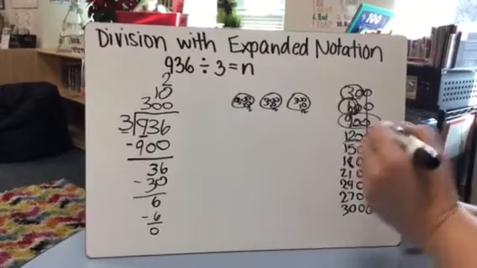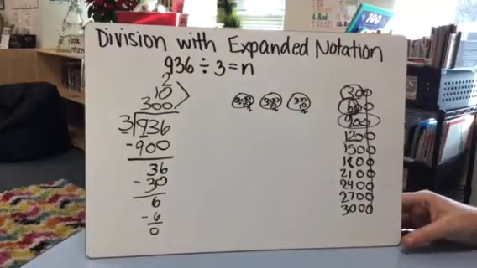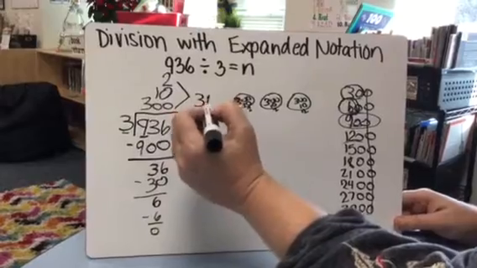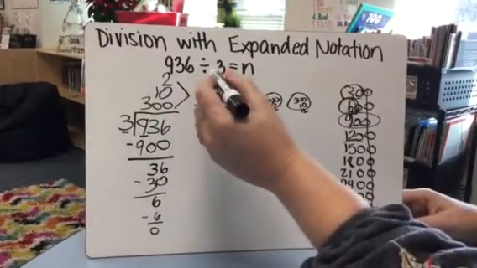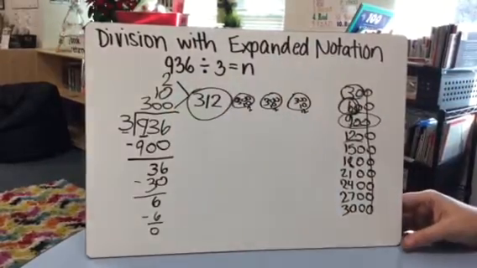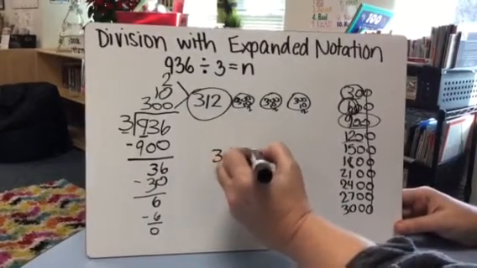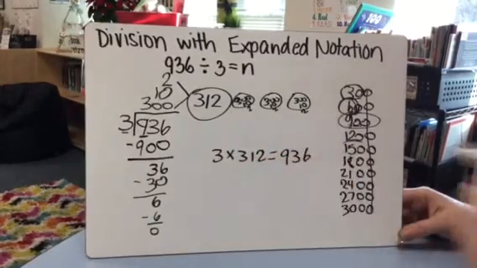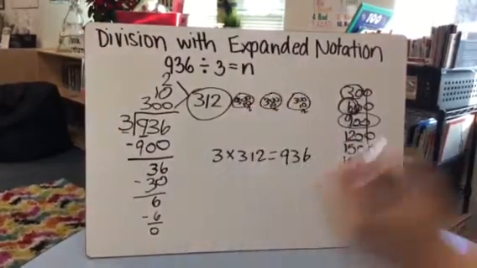And then to find out what my final quotient is, I need to take these 3 partial quotients and add them up. So that would be 312. 936 divided by 3 equals 312. Or I could think of it this way. 3 times 312 equals 936, because multiplication is the inverse operation of division.